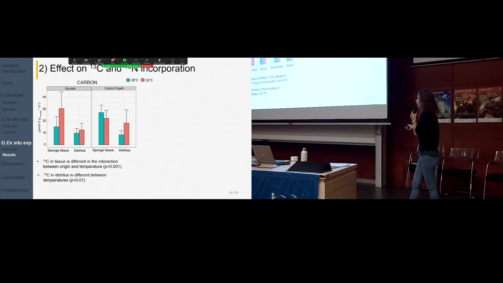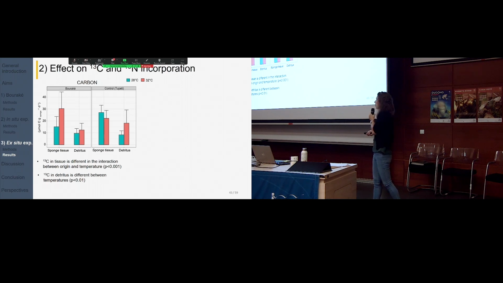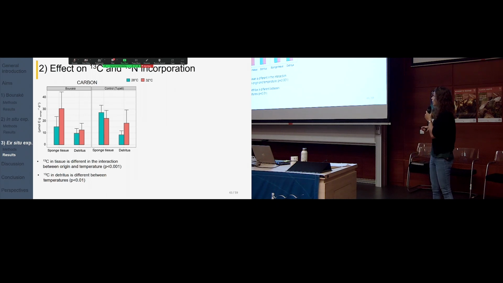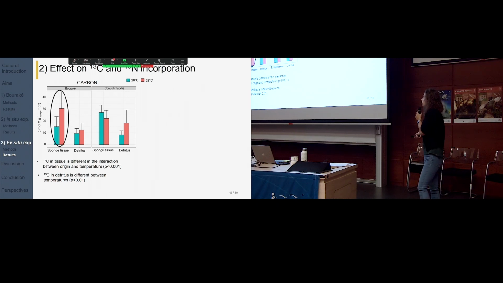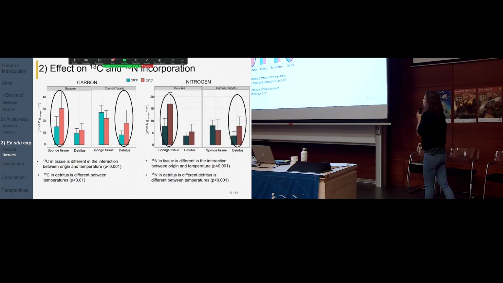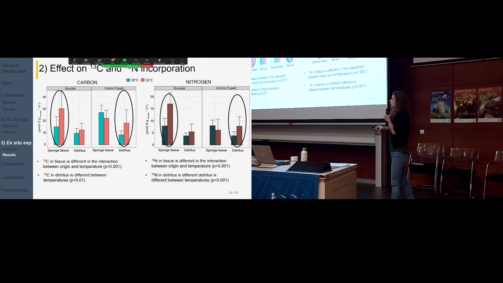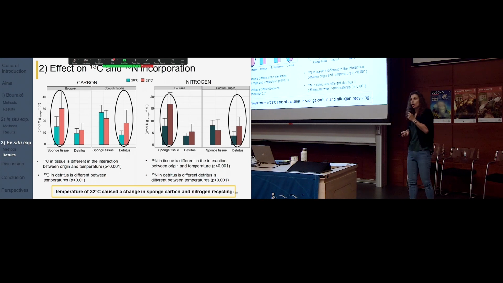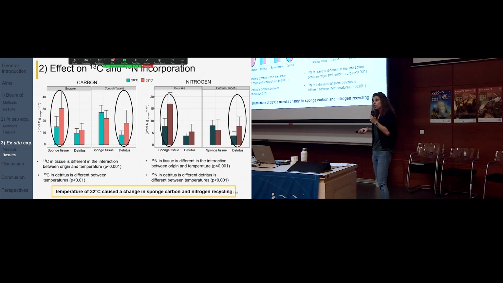To confirm this result, we can also look into the incorporation of carbon-13 and nitrogen-15 into sponge tissue and detritus. Buraké sponges showed higher incorporation into tissue, while control sponges showed higher excretion of carbon into detritus at 32 degrees compared to 28 degrees. The same trend was also found for nitrogen. So we can say that for both populations, a temperature of 32 degrees causes a change in sponge carbon and nitrogen recycling. But in which direction?